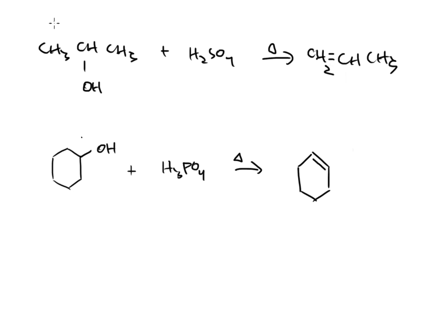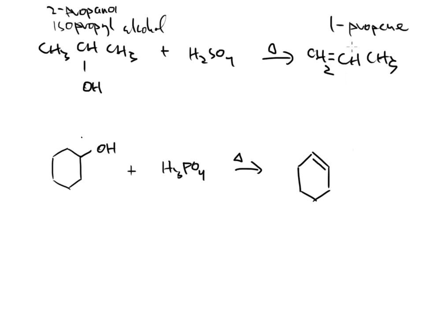So in the top one, isopropyl alcohol. The IUPAC name for this, 1, 2, 3 carbons. That's a propane, drop the E, add OL, 2-propanol. Has made 1, 2, 3. This is a propene. And I can put a 1 in front to represent that's the double bond location. 1-propene.